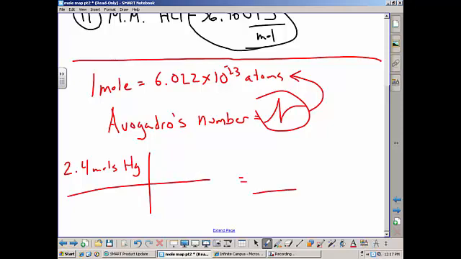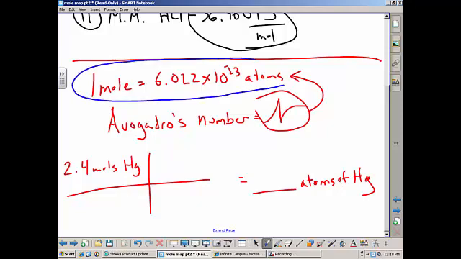And Sutton wants to know how many atoms of mercury that's going to be. Well, how can I take this conversion factor that we came up with right here and plug it into this problem so units start to cancel out? What has to go down below? 1 mole.